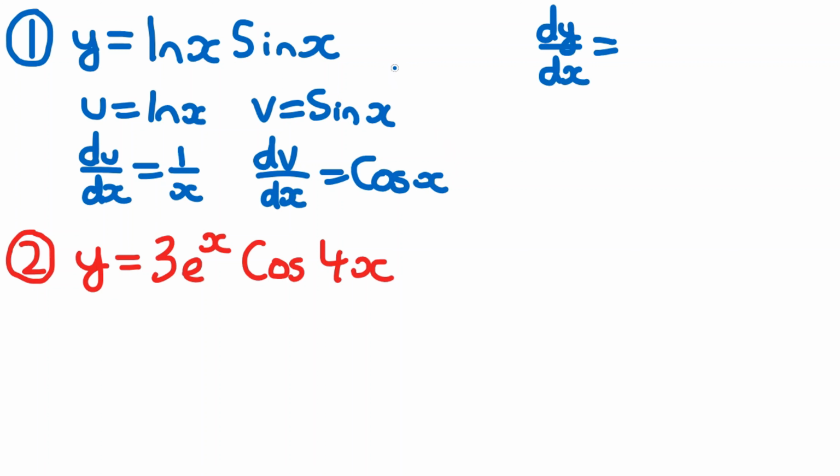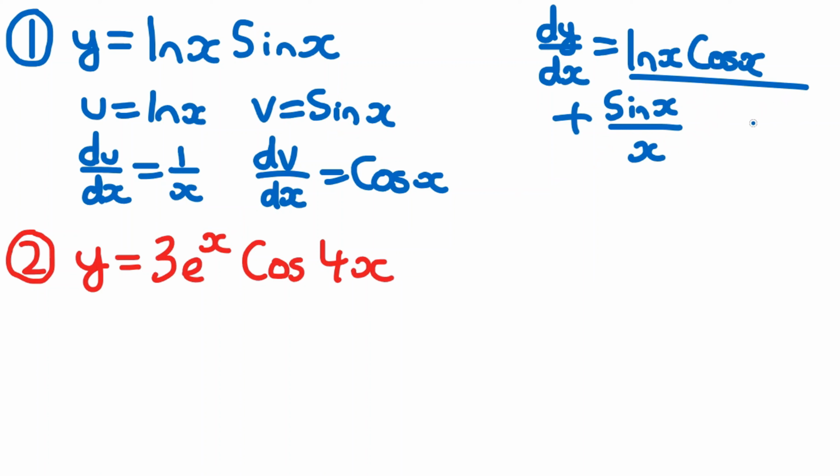So dy over dx is equal to, now when you're writing out dy over dx, you multiply u by the opposite derivative, so it's dv over dx, and it's the same with v. You multiply v by the opposite derivative, which is du over dx. So dy over dx is going to be u multiplied by dv over dx, so the natural log of x multiplied by cos of x, and then this is plus v multiplied by du over dx, so sin of x multiplied by 1 over x, which is going to be sin x over x. So dy over dx is equal to the natural log of x multiplied by cos of x plus sin x over x.